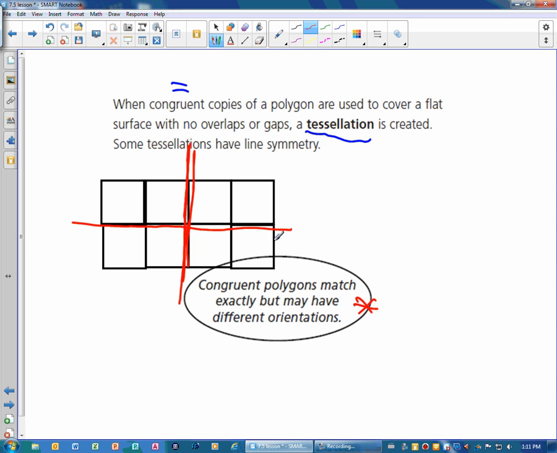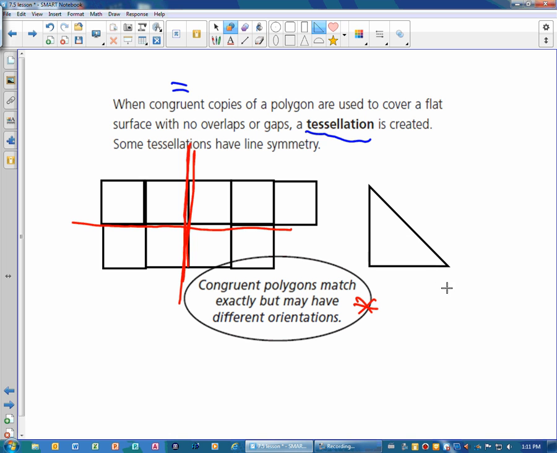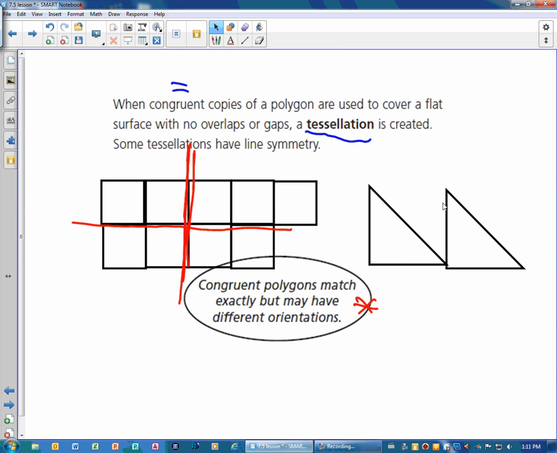Congruent polygons match exactly but may have different orientations. It's saying you could turn them. So in this particular example, when I have a square, because it's a square, I could still turn it and I would still be okay, wouldn't I? But some shapes you may have to turn in order to make them fit. So for example, a right angle triangle, in order to tessellate that, let's make that a cloner, I wouldn't be able to just slide and go, okay, there's my tessellation because I have gaps. So obviously in this one, I would need to rotate it like that so that I could make it fit with no overlaps or gaps. Okay, make it fit exactly.